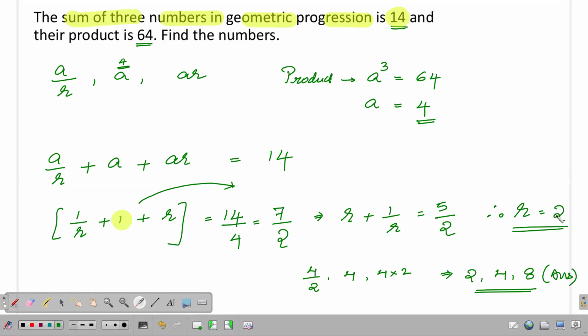Okay. So with this, we will conclude our today's lecture on sequences and series. In the subsequent interaction, we will solve more questions from this topic.